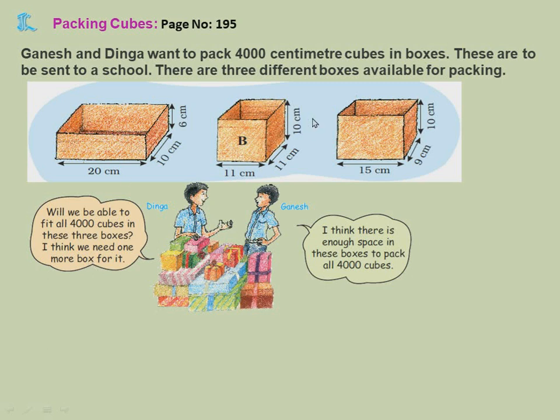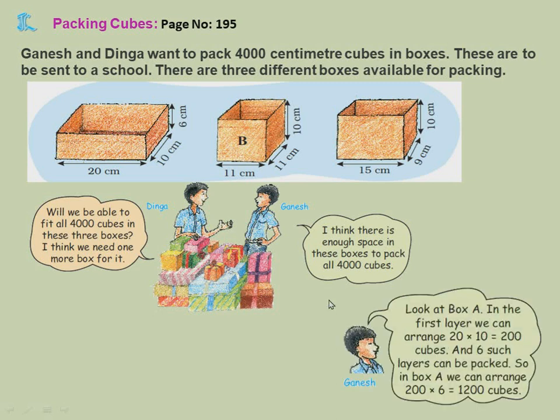Make a guess whether it will be sufficient or not. Dinga is thinking that it's not sufficient. Then what did Ganesh say? I think there is enough space in these boxes to pack all the 4000 cubes. How did he do that? Now look at box A. Which is box A? This is box A, my children. Children, this is box A, this is box B, and this is box C. Okay. Now look at box A.